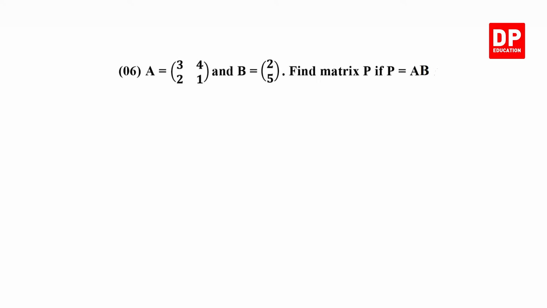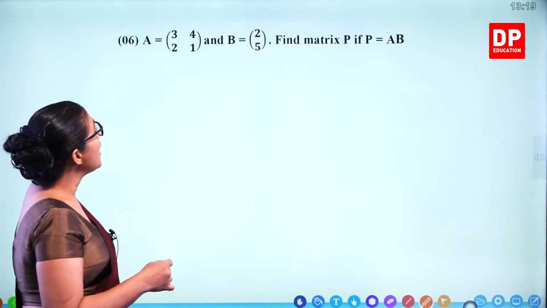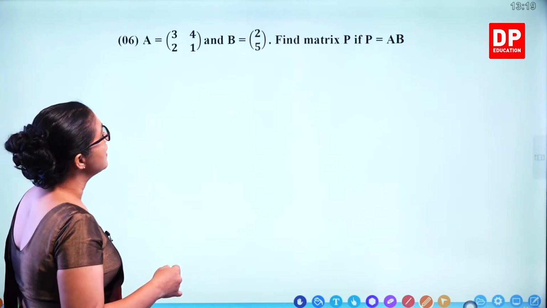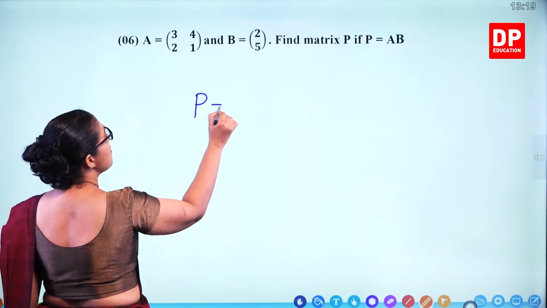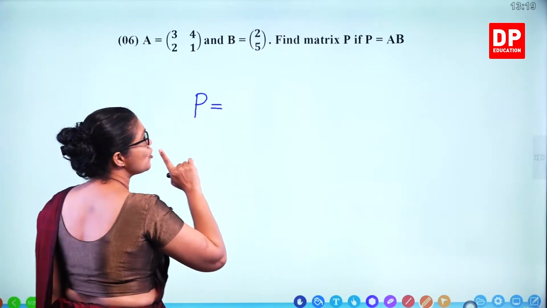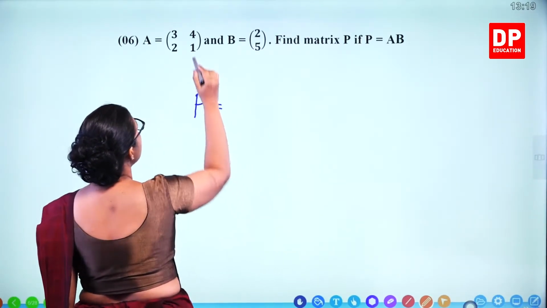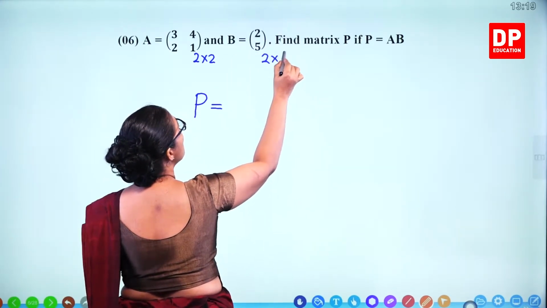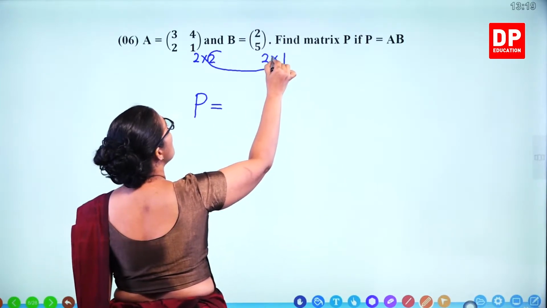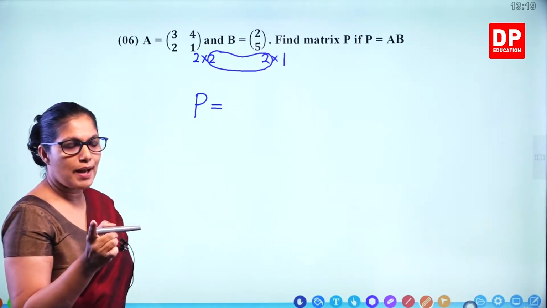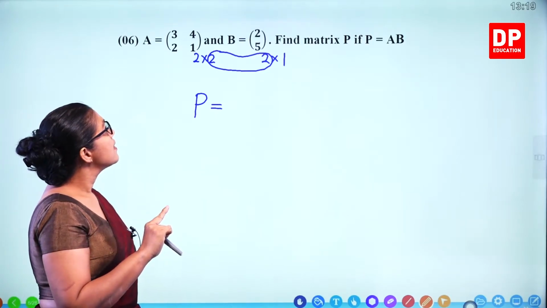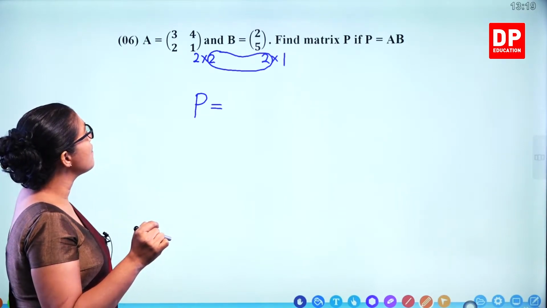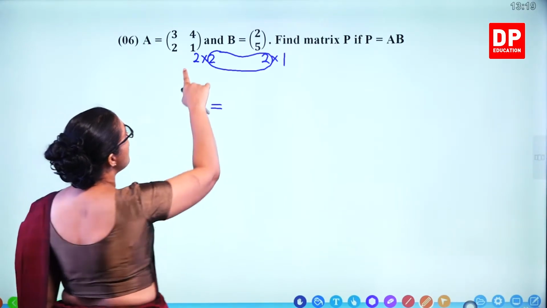Question number 6. A is given, a matrix 2 by 2. B is 2 by 1. Find the matrix P, multiplication. AB means multiply. First check whether you can multiply. A is 2 by 2. This one is 2 rows and 1 column, 2 by 1. Here, these two are equal. That means you can multiply. The number of columns in the first one is equal to the number of rows in the second one. So you get a 2 by 1 matrix.